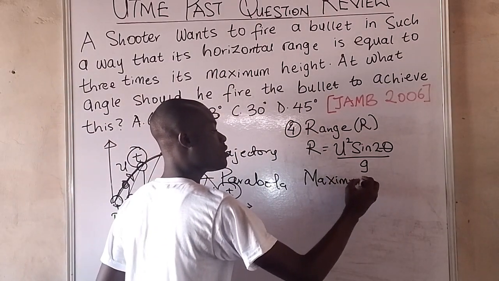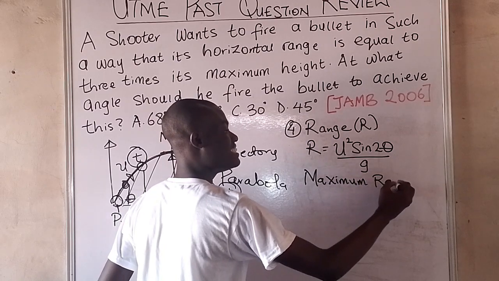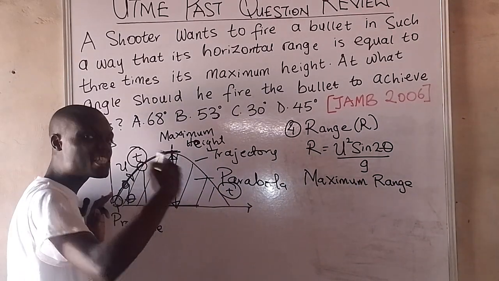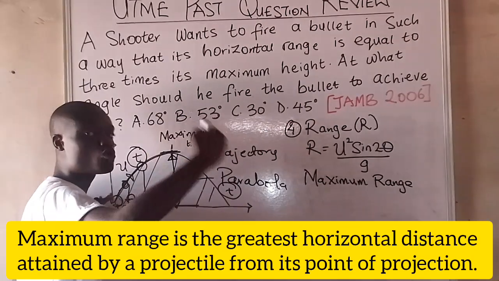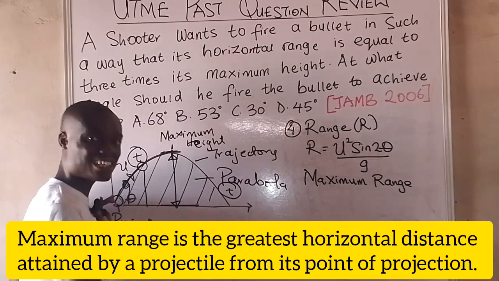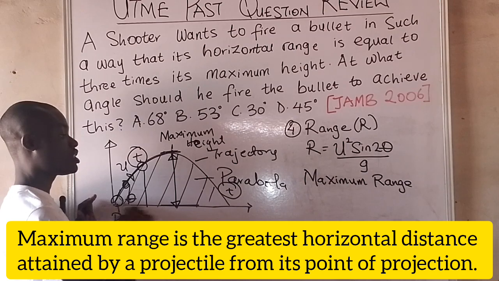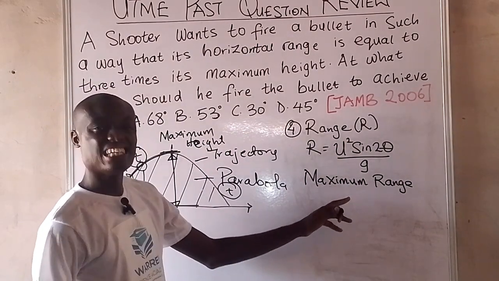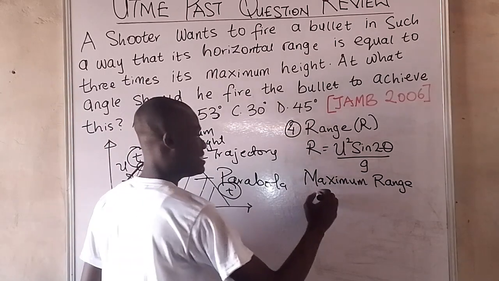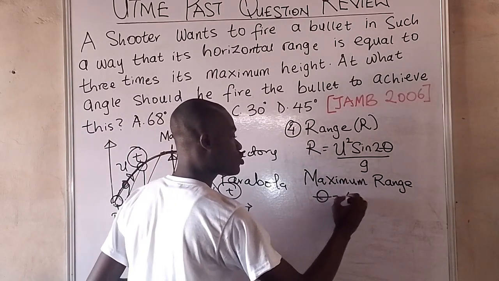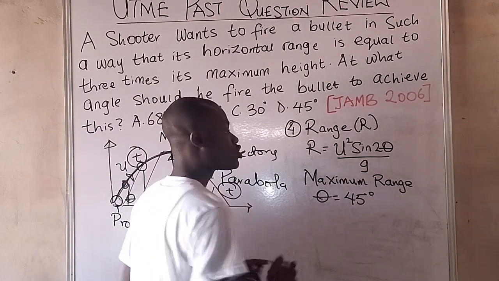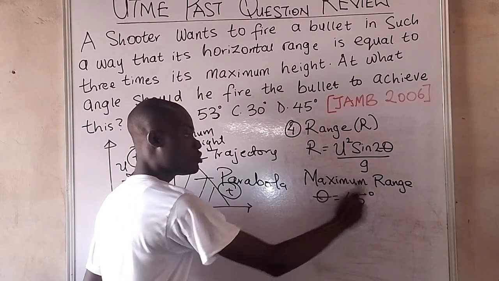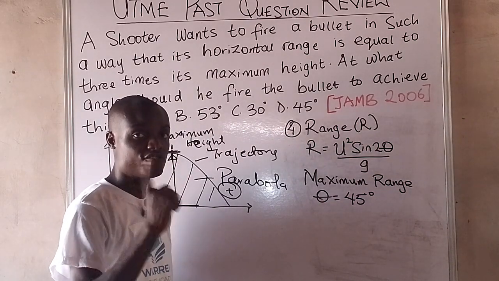So when we say maximum range, maximum again means the greatest. So range is simply a horizontal distance. Maximum range is the greatest horizontal distance a projectile can attain from the point of projection to the final point of landing. Now, a body will only attain maximum range when theta, you could be asked in exam, is equal to 45 degrees. So a body will attain maximum range when the angle of projection is equal to 45 degrees.